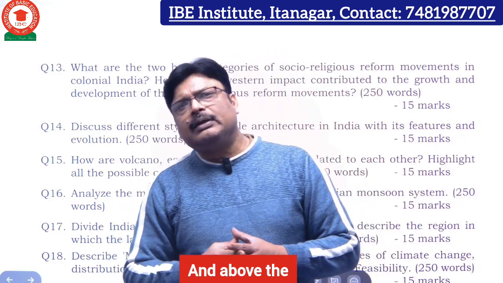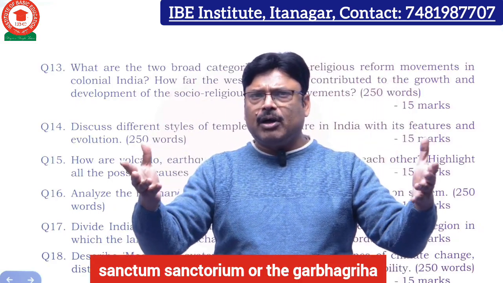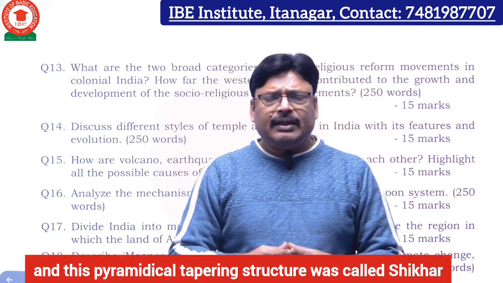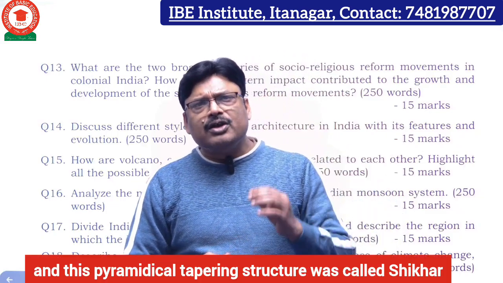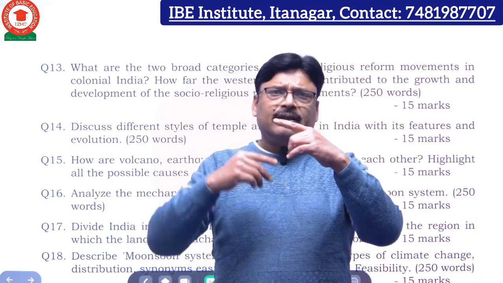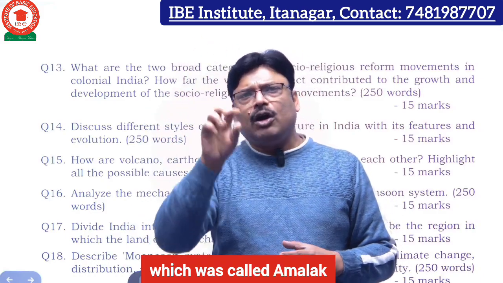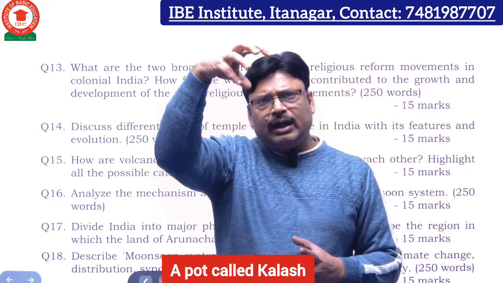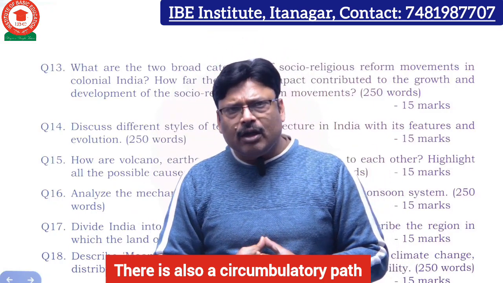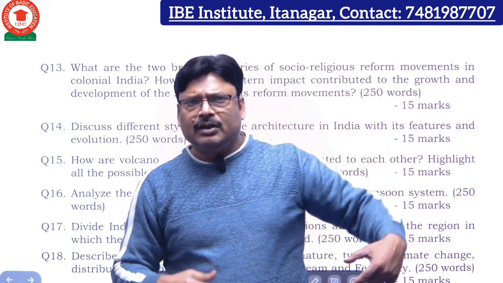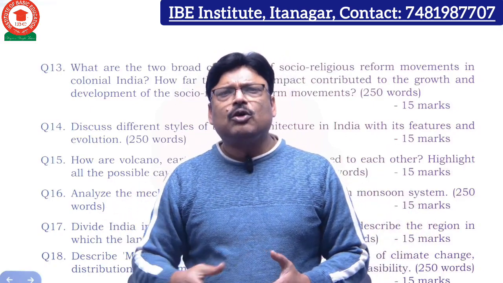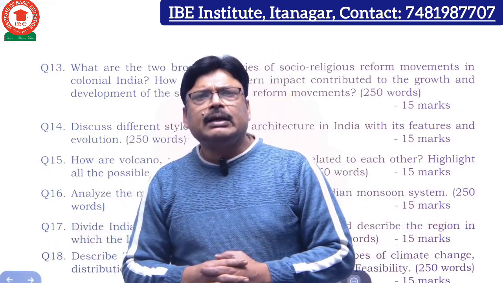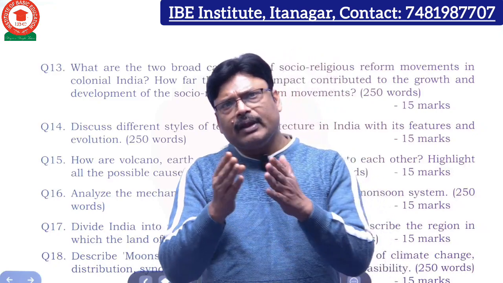And above the Sanctum Sanctorum or the Garbhagriha, there was a pyramidical tapering structure, and this structure was called Shikhar. Above the Shikhar, there was a round structure called Amlak, and above the Amlak, a pot called Kalash is placed. There is also a circumambulatory path, called Pradakshina Path, where people walk around the temple. So that is the feature of Nagar style.